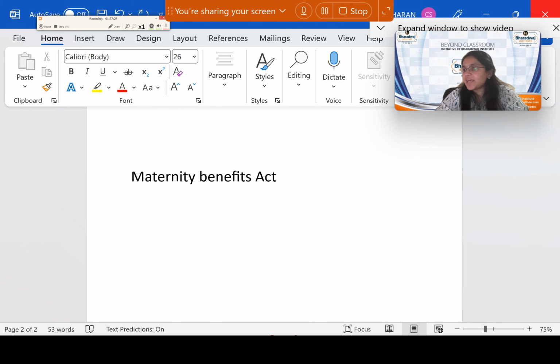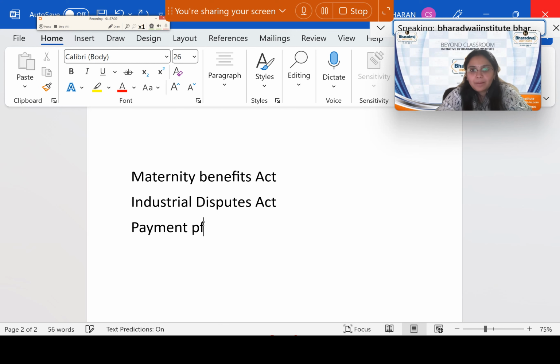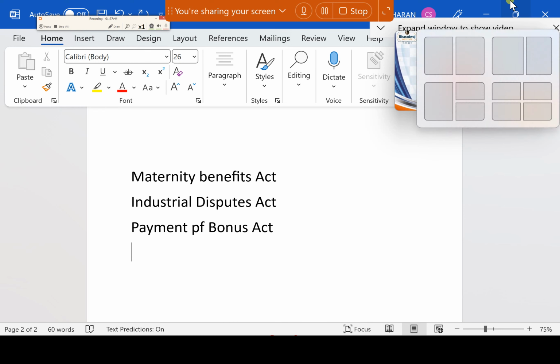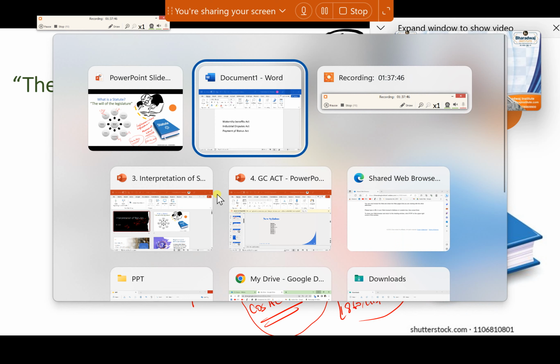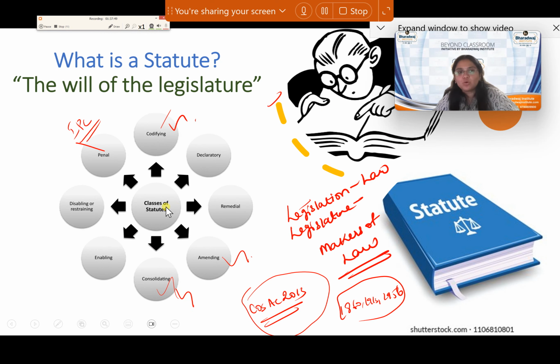Maternity Benefits Act. Okay. Industrial Disputes Act. Payment of Bonus Act. I am giving these three illustrations. Now you tell me, which basket can we put these in? You tell me. Look at this. Is it a codifying law? Is it a declaratory law? Is it a remedial one? Is it an enabling law? Is it a disabling or a restraining law? Is it a penal law? Where will it best fit, among these?